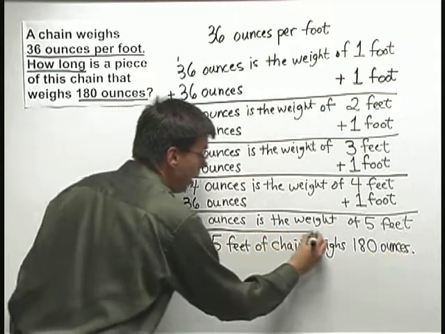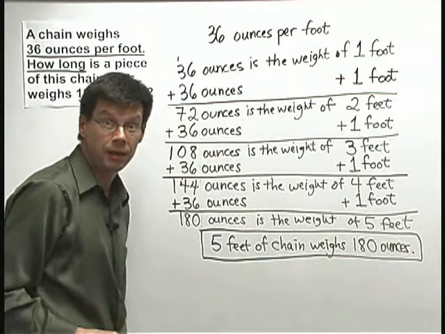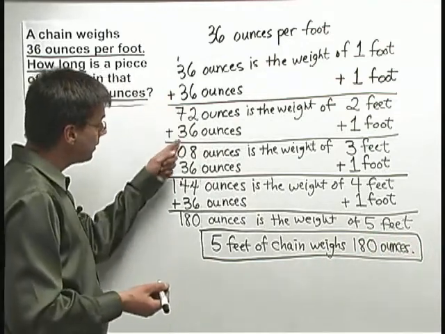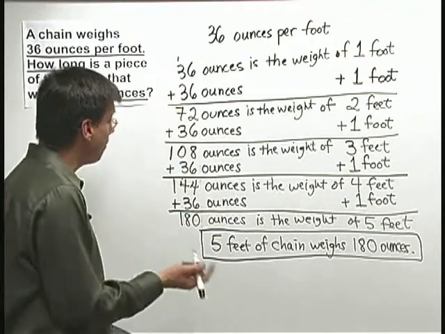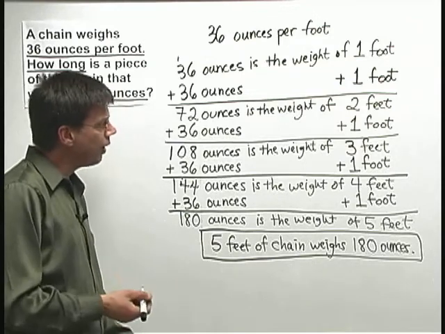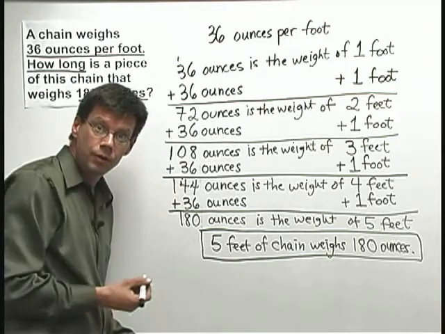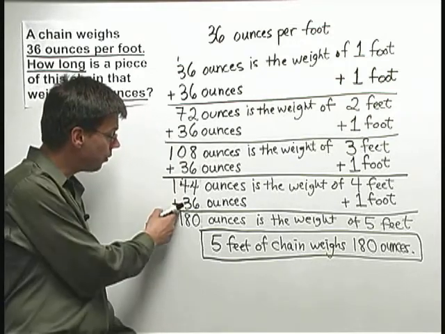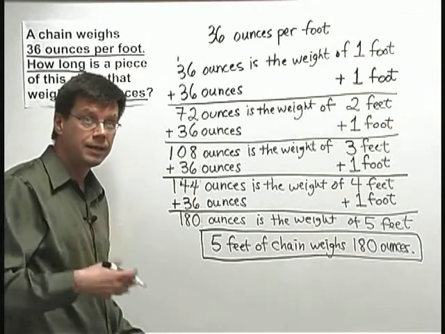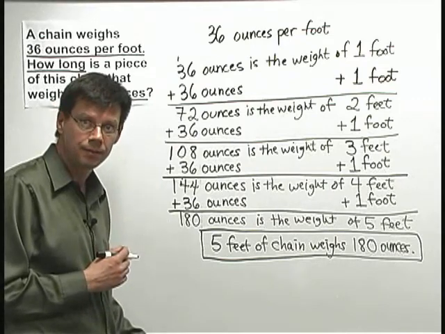Now we've solved our problem, but I have to admit that was a fairly complicated way of working through to the answer, adding 36 up over and over again. There's an easier way we could have approached this. See, what we were trying to do was figure out how many times 36 actually goes into 180. How many times 36 ounces goes into 180 ounces?